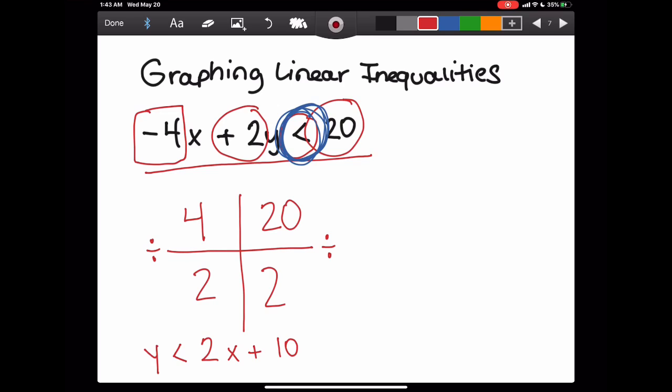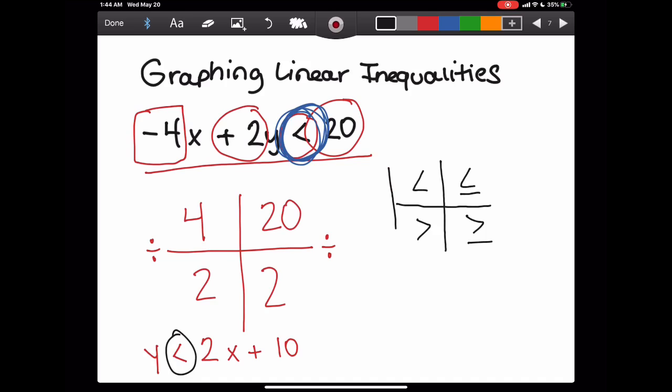Now, if I wanted to graph this, the main thing you need to pay attention to is going to be your inequality symbol here. I'm going to make my little chart. You might want to jot this down so you can remember it. The inequality symbol will tell you if you need to shade above, shade below, use dashes, or use a solid line whenever you are graphing. I'm going to explain it right now.